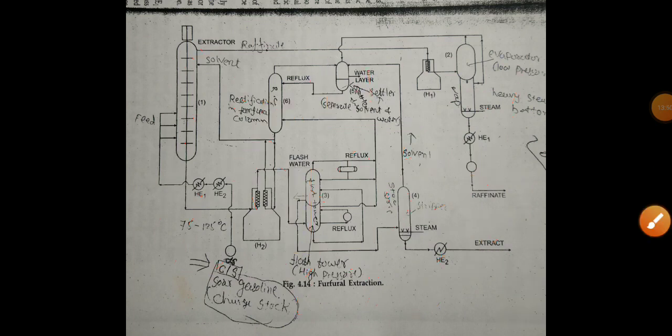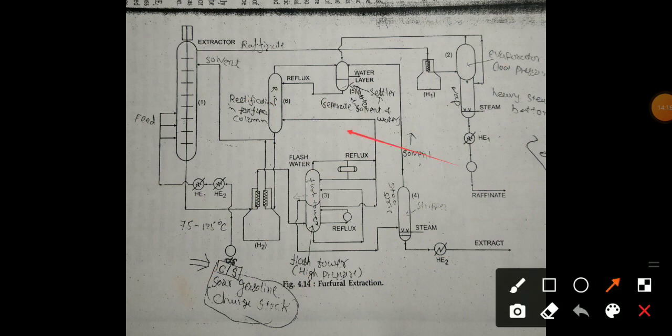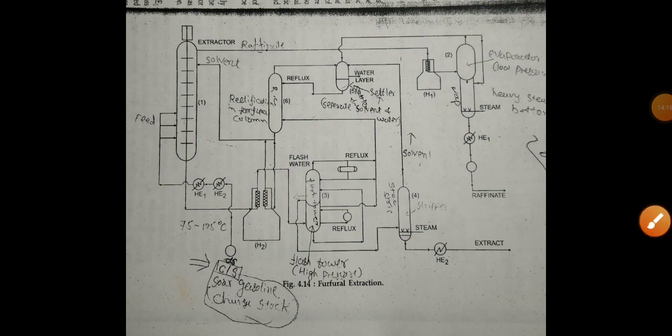This is the overall process for furfural extraction, in which 34% furfural is present by weight. After cooling to room temperature, the furfural-rich layer contains 96% furfural, whereas the water layer contains 8% only, and the furfural-rich layer is admitted as reflux into furfural column number 6. Which one is column number 6? This one. This is a simple process for furfural extraction.